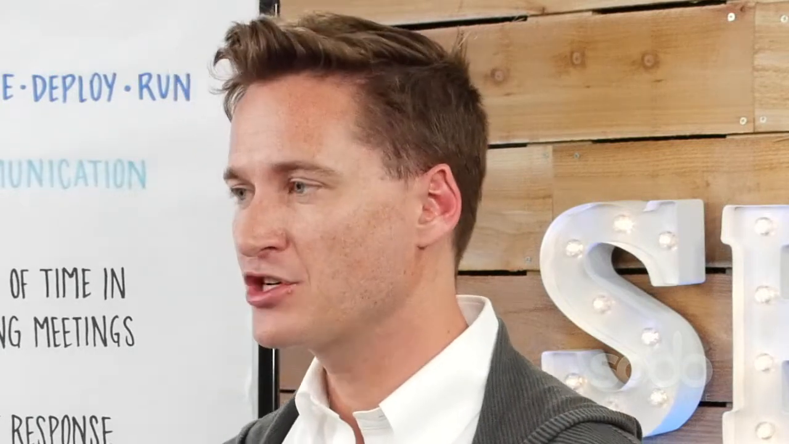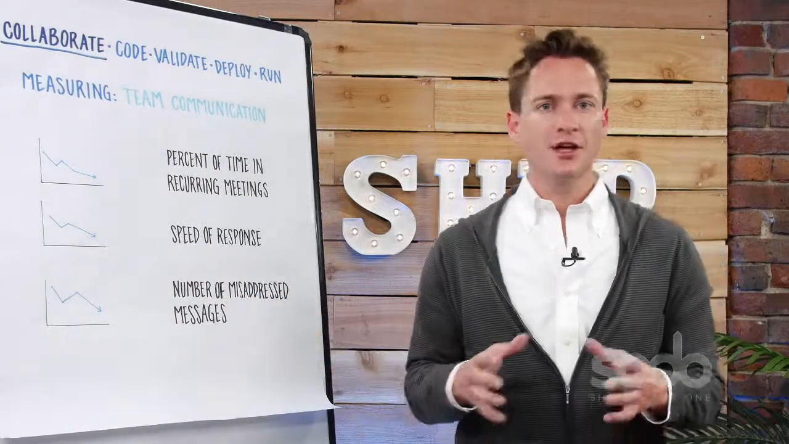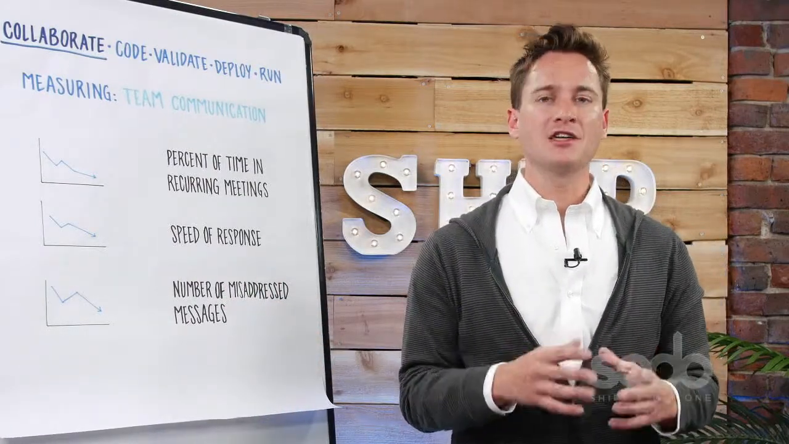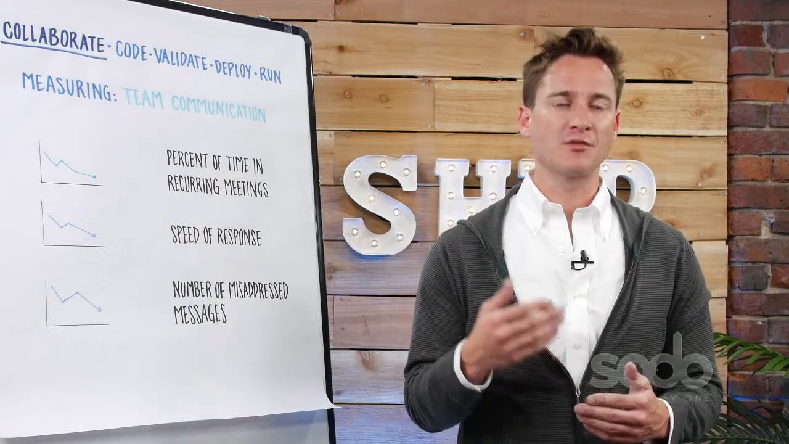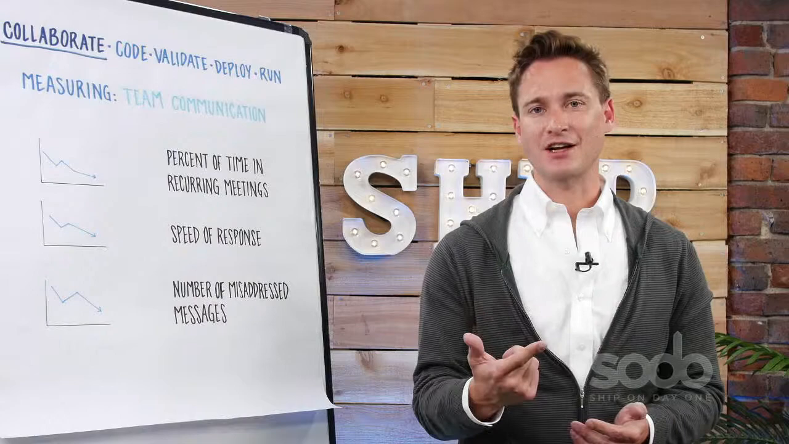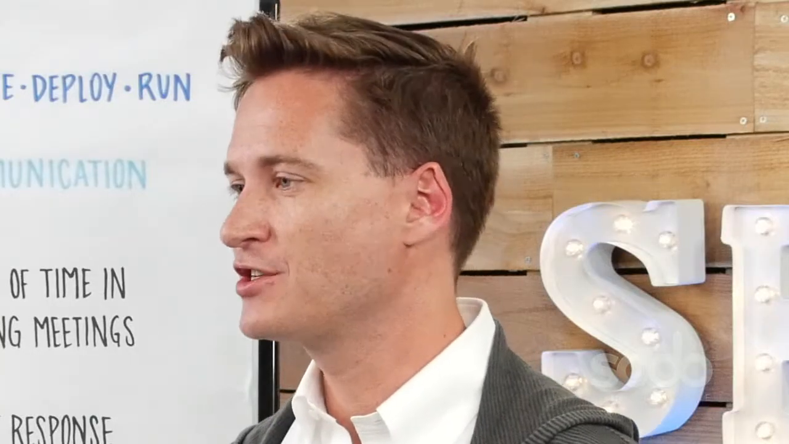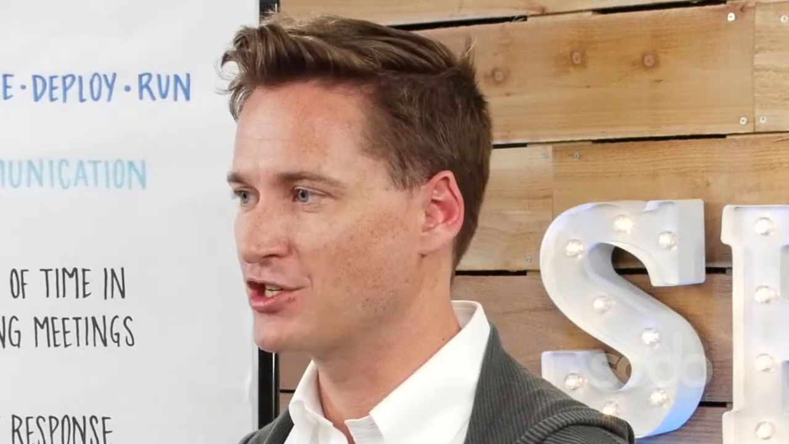And finally, measurement number 3. What is the number of misaddressed messages? This will trend downwards as people become more used to using the communication channels that you've created, email lists and Slack channels, for example. You can probably think of other things that you want to measure for your team given your specific protocol for communication.